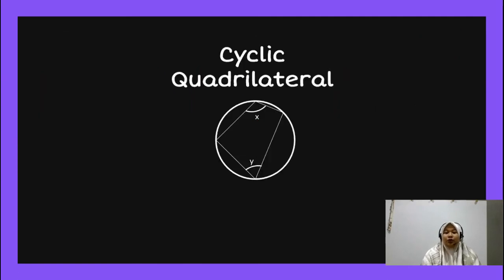In 6.2, you learn about cyclic quadrilateral. What is a cyclic quadrilateral? It is a quadrilateral located inside the circle, and all the vertices lie on the circumference of the circle. And the relationship between a cyclic quadrilateral and the angle is that the summation of two interior opposite angles will be 180 degrees. So here if we have x degrees, and opposite to x we have y, then x plus y will be 180 degrees. If this is A and it is opposite to B, the summation of A and B will be 180 degrees.